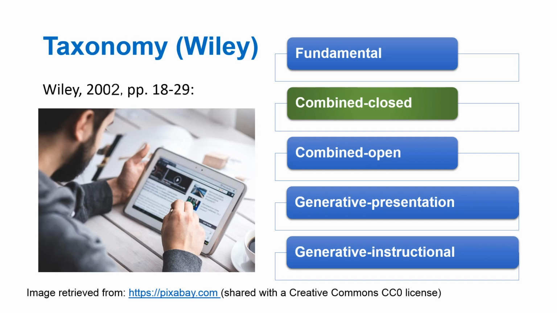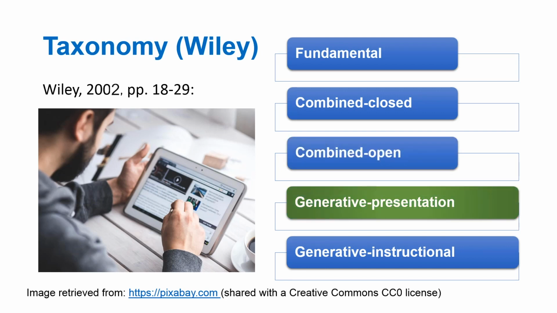Combined closed describes a small number of digital resources that have been combined together by the object's creator, and the individual elements of that learning object are not likely available on their own for reuse. The example that's provided is a video. Combined open is when more digital resources are combined by a computer and individual elements of the learning object are available for reuse. A web page is given as the example.